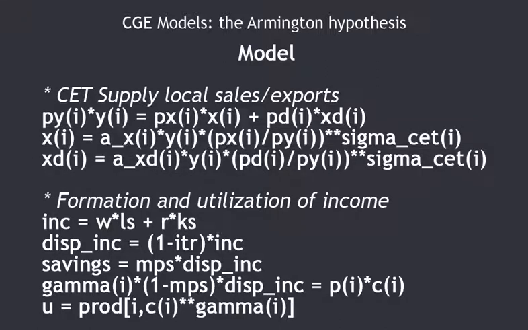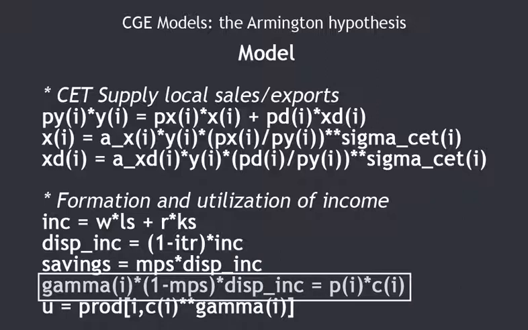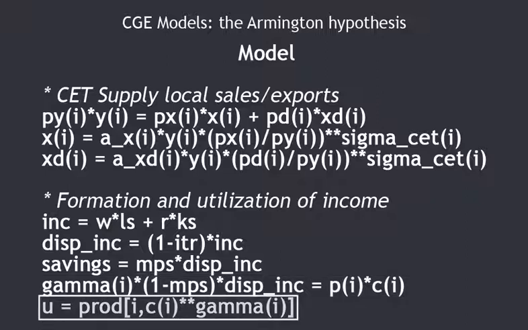Then you have a block which is the formation of income and its utilization. So first, the formation of income comes from the ownerships of primary factors, LS and KS. Then the disposable income, which is different from the income because there is a direct income tax. Then you've got savings, which is a proportion of disposable income. And then you've got the consumption in value of each sector, which is a constant share of the disposable income. And then you've got utility, which is a Cobb-Douglas function.